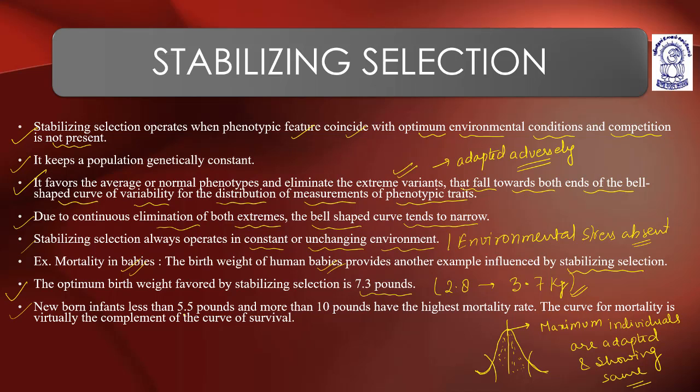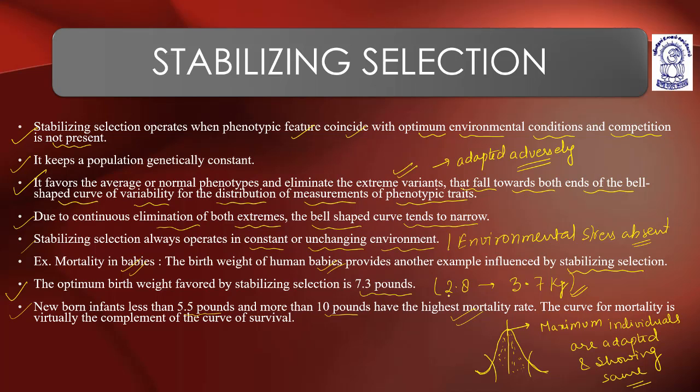Newborn infants less than 5.5 pounds and more than 10 pounds. 5.5 pounds is around 1.9 or 1.8 kgs. If they are less than that, they are going to die, and more than 10 pounds also they are going to die, because they have the highest mortality rate. The curve for mortality is virtually the complement of the curve of survival.